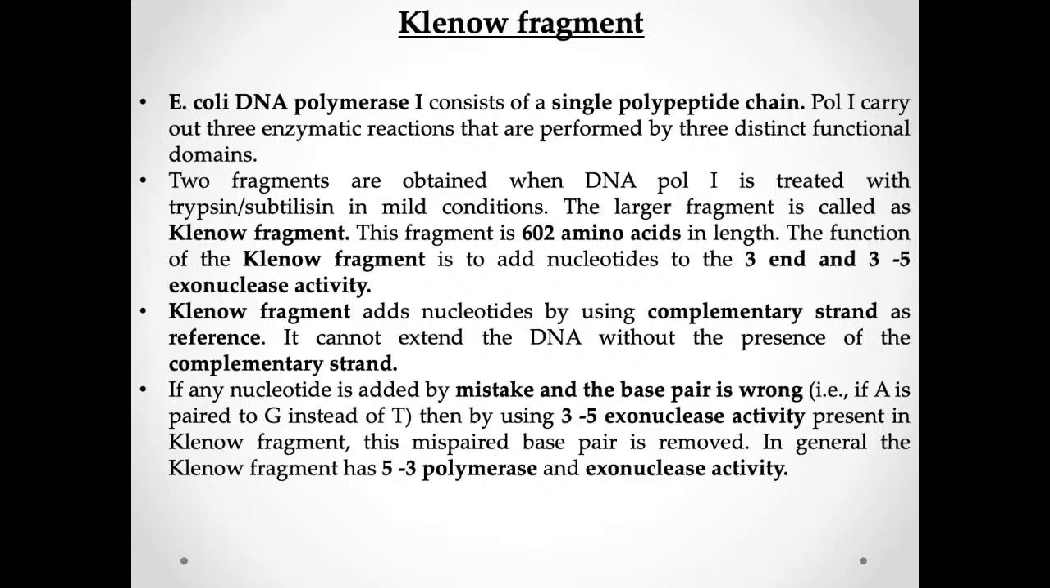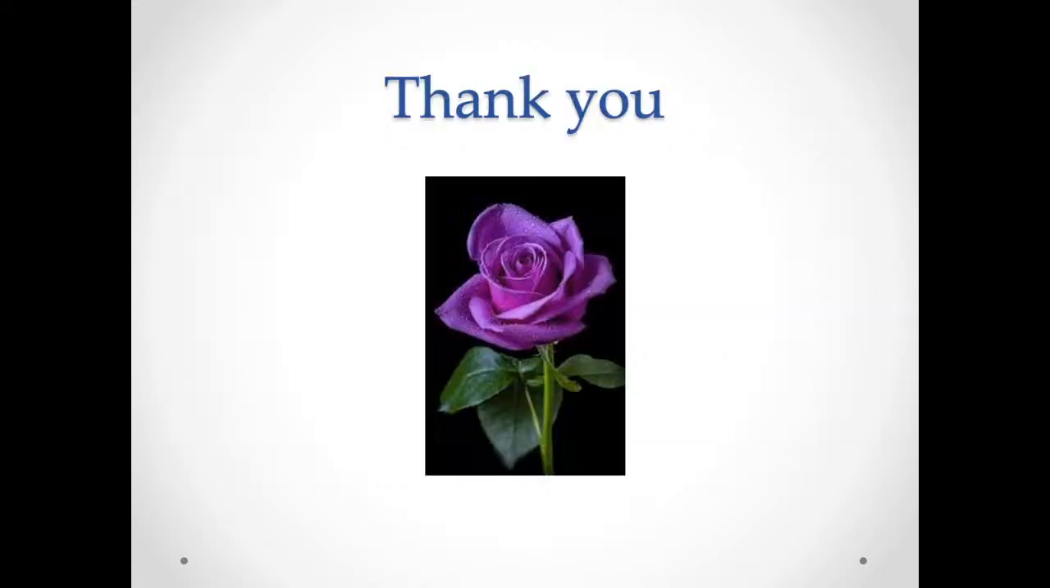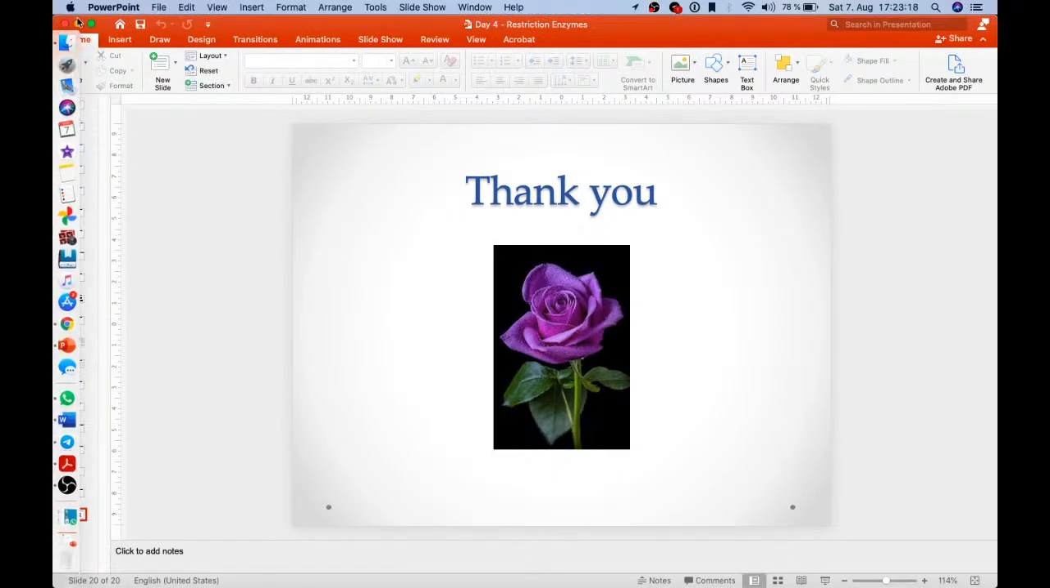The Klenow fragment adds nucleotides by using the complementary strand as reference, and it cannot extend the DNA without the presence of the complementary strand. If any nucleotide is added by mistake and the base pair is wrong, then we use the 3 to 5 prime exonuclease activity present in the Klenow fragment. So in general, the Klenow fragment has 5 to 3 prime polymerase and 3 to 5 prime exonuclease activity. So on that note, thank you very much about the restriction enzymes.